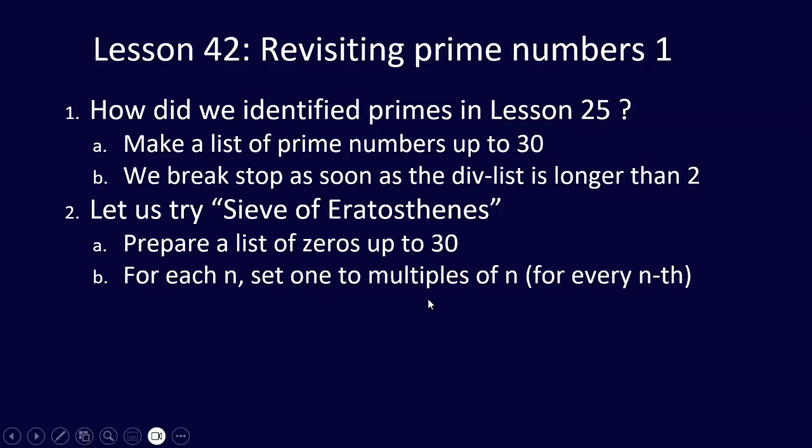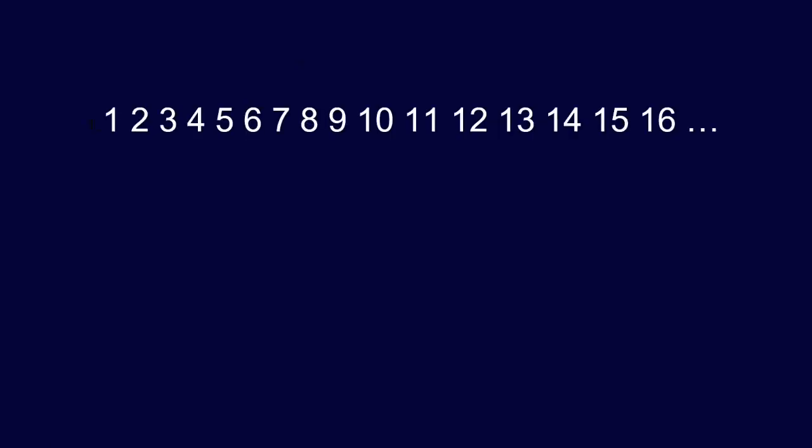For each n, set 1 to multiples of m. This is the concept, okay? So the idea is like this. Okay, so this is not a prime number, so forget about 1. So starting from 2, if 2 is still empty, right? 0. Okay. In that case, starting from the multiple of 4, just add 1 to multiples of 2.